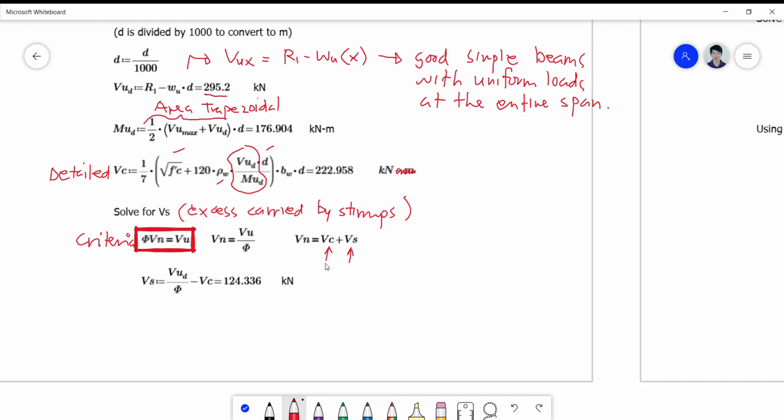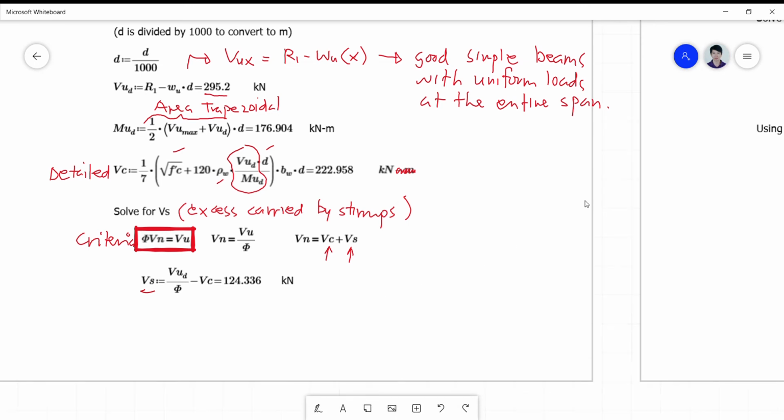So substituting back the value of Vn here, we can arrive with the formula for Vs in terms of Vu at d distance all over phi minus Vc, and computing it, you get your value to be 124.336 kilonewton.